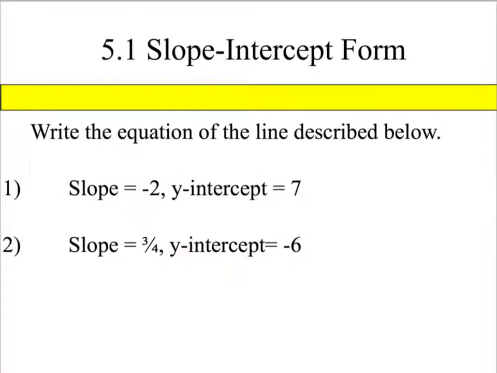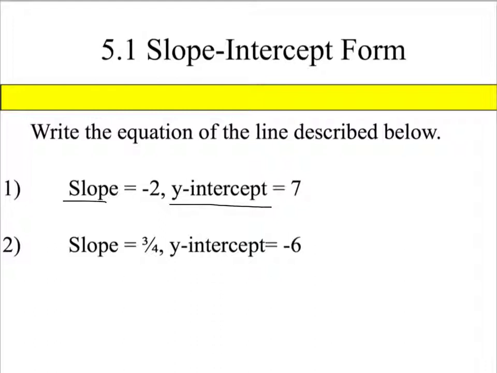So the very first one says, write the equation of the line described below, and it gives you two lines here, number 1 and number 2. All I want you to do is take the slope and put it into slope-intercept form. I give you the slope, I give you the y-intercept, just plug those numbers into the slope-intercept form. I'll do the first one with you.